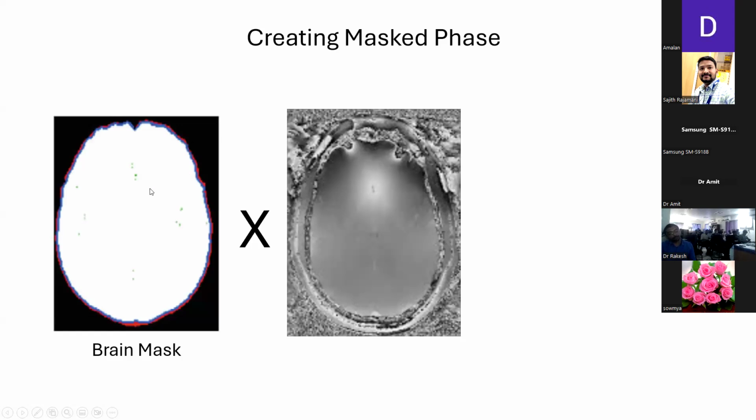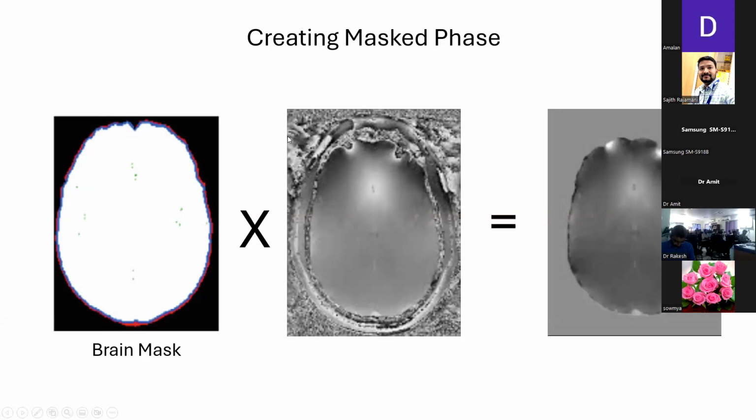It is very simple. So what happens if we multiply this brain mask with the unwrapped phase? Wherever there is brain, it will multiply with 1 and remain the same. And outside the brain, it will multiply with 0 and become 0. So ultimately we will get a final result something like this, the clean image. Wherever it is multiplied with 0, everything is gone, and wherever it is multiplied with 1, it remains as it is. So this is the clean image we got after brain extraction.